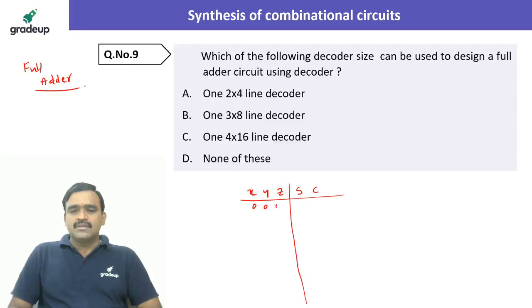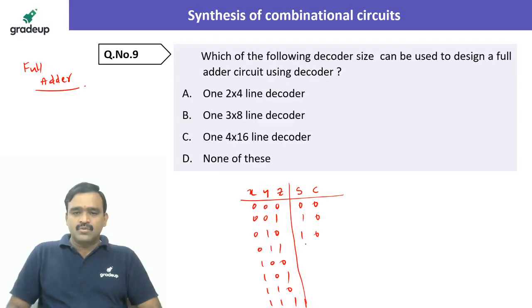So the inputs are 000, 001, 010, 011, 100, 101, 110, 111. For a full adder, 8 combinations will come, so definitely a 3 by 8 decoder may be required. Sum is 0, carry is 0; sum is 1, carry is 0; sum is 1, carry is 0; 1 plus 1 is 2, which means sum 0, carry 1; sum 1, carry 0; sum 0, carry 1; sum 0, carry 1; and when all are 1s, 1 plus 1 plus 1 is 3, which means 1, 1. So sum is 1, carry is also 1.